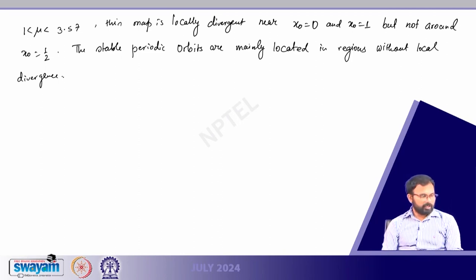So, I will stop here today and we will continue this discussion in the next class. I will give maybe one more example on the local divergence and then we will start with the Lyapunov exponent, and from there we will continue the discussion to fractal dimensions, and we will see how these things are motivated in the context of chaos theory. So, I will stop here today and I will see you in the next class.